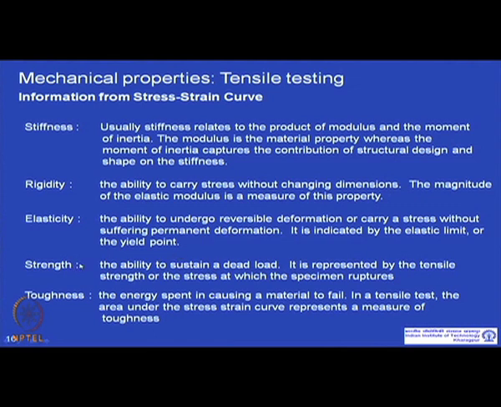Strength is the ability to sustain dead load. Basically the ultimate strength is the stress it can hold before it breaks, and yield strength is the stress it can take before it yields. Toughness is the energy spent in causing the material to fail. It is basically the area under the stress strain curve in the case of a tensile test.